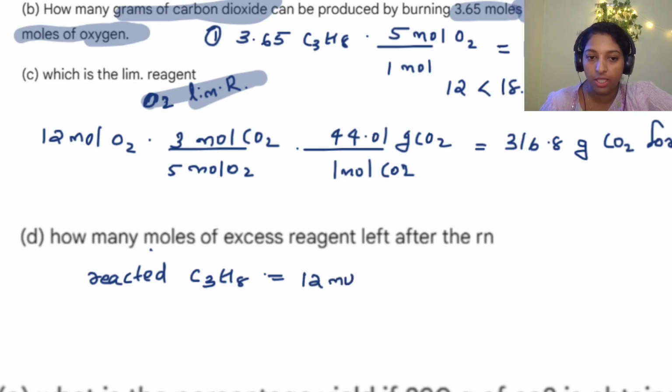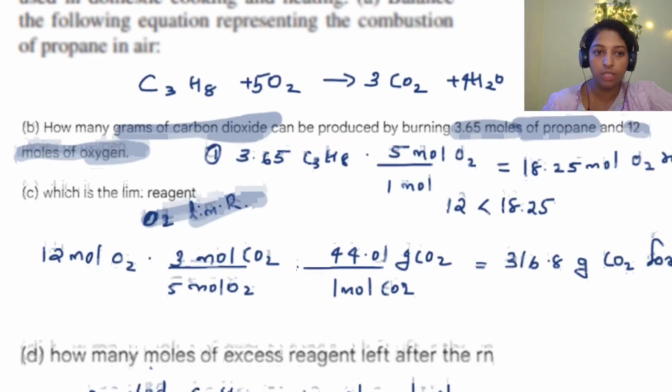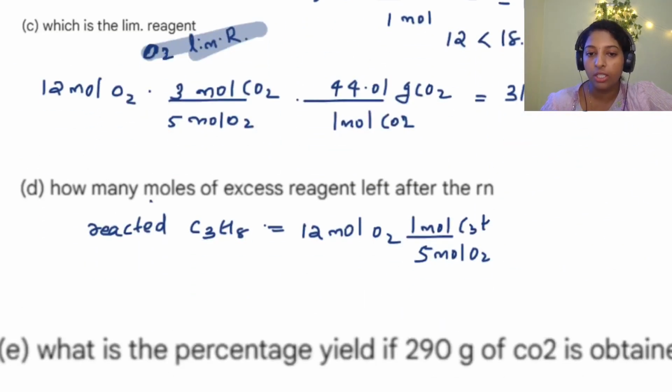Okay, so again start with the limiting reagent. 12 moles of oxygen, and see the ratio this time, oxygen and propane ratio: 5 moles of oxygen at the bottom and at the top 1 mole of C3H8. Moles are being asked, so you can stop the dimensional analysis here. So how many moles are there? I think 2.4 moles. 2.4 moles of C3H8 is consumed.